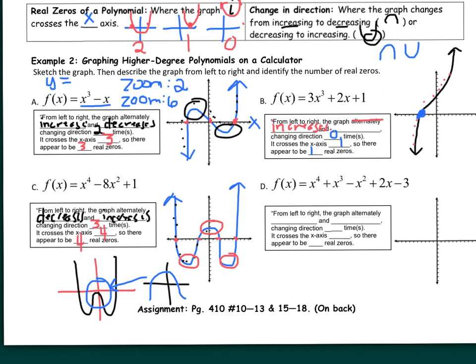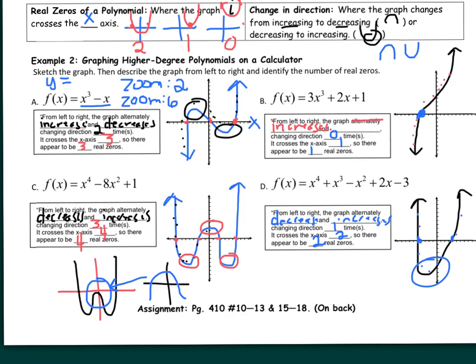The last graph is sort of strange looking. It looks like that, or your best sketch. There's nothing we really need to zoom in on because there's not really a question where it crosses the x-axis. So this one, if we follow the line, goes down and then up. So it decreases and increases, changing direction only one time. It crosses the x-axis two times, so there appear to be two real zeros.